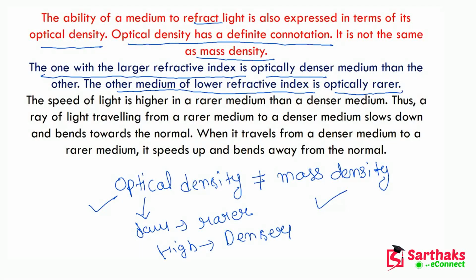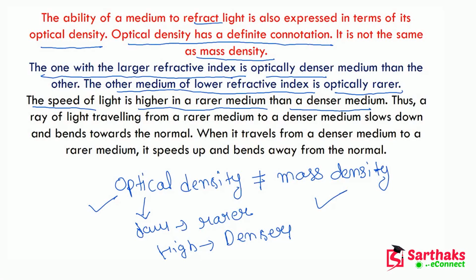So, refractive index is directly proportional to the optically rarer medium or optically denser medium. If the refractive index is high or large, it simply means that the medium is denser, and if the refractive index is low, it simply means that the medium is optically rarer. So here the speed of light is higher in a rarer medium than a denser medium.